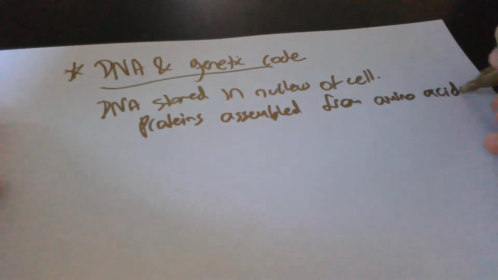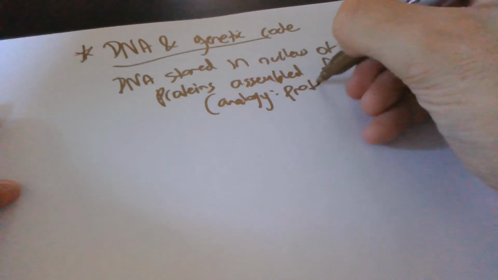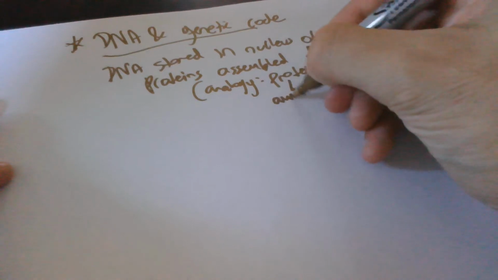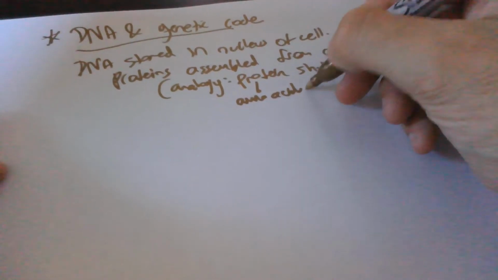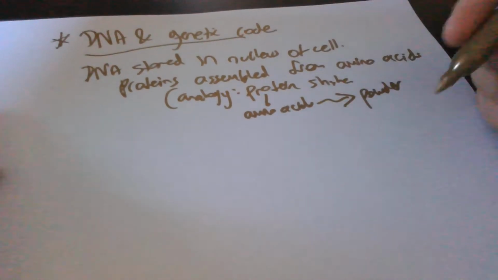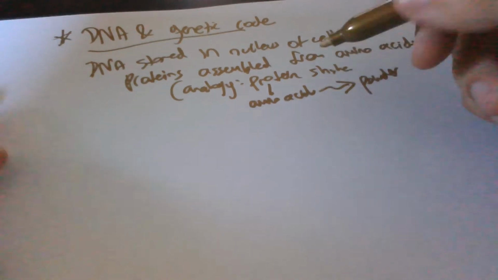As an analogy, I want you to think about a protein shake. It's made up of amino acids. You can't see them, but the end result, when you mix them all together, you get a powder, and that's flavored usually with chocolate or vanilla or whatever. So DNA is in the nucleus. Proteins are assembled from amino acids in the cytoplasm.